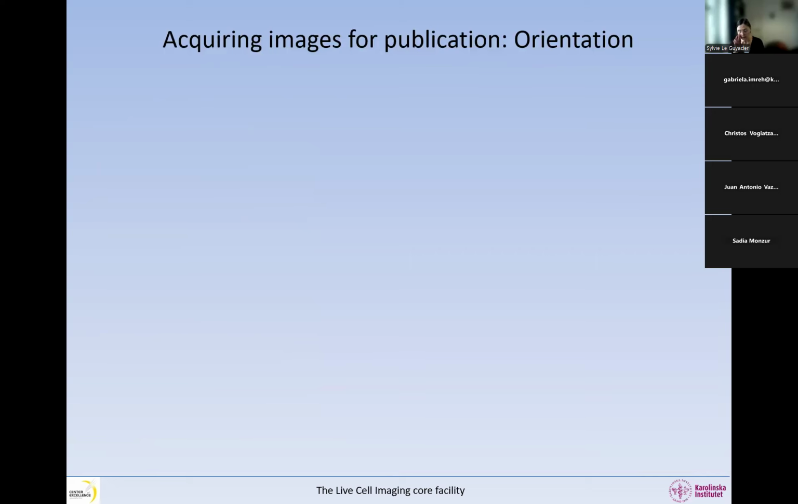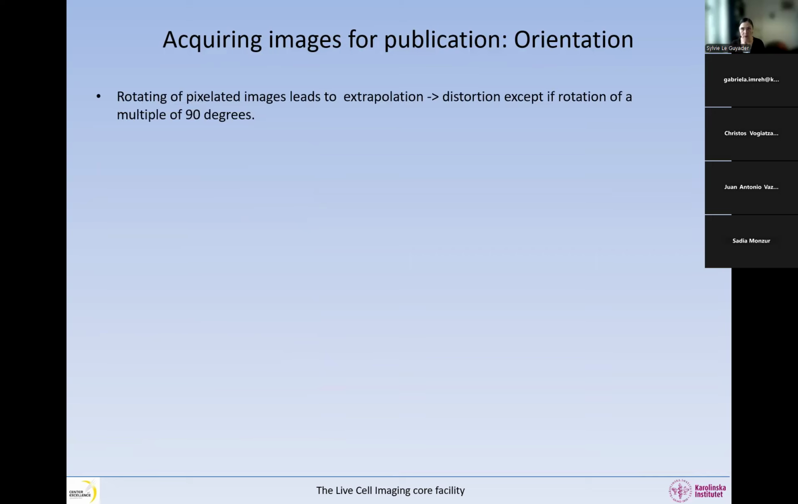So now the orientation of the sample is also quite important when you want to compare images and display images in an article. Unfortunately, if you rotate a digital image, you're going to do something called extrapolation. It means that there will be some distortion of the image, except if the rotation is 180 or 90 degrees or 270. So if it's a multiple of 90 degrees, you have no distortion, but anything in between, you have some distortion. So how to deal with this?